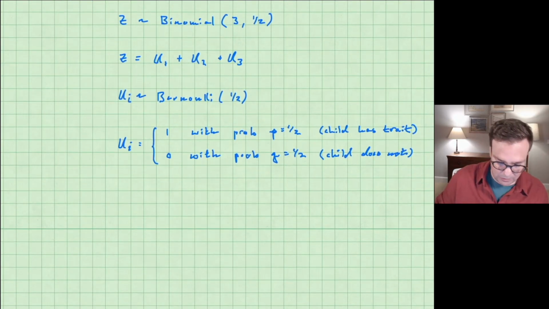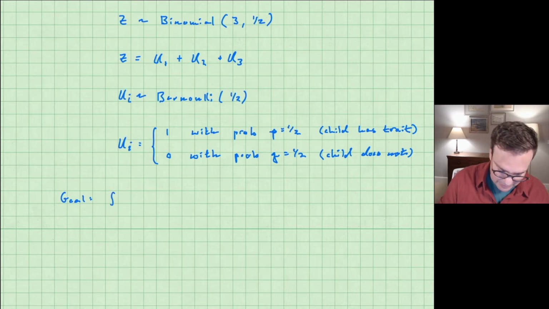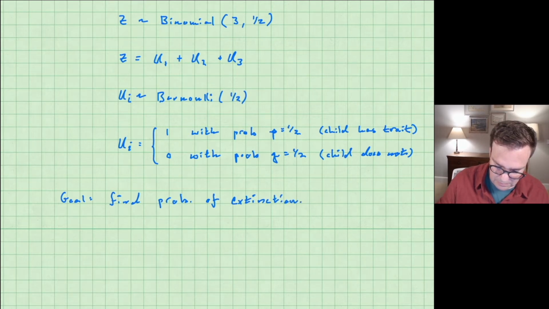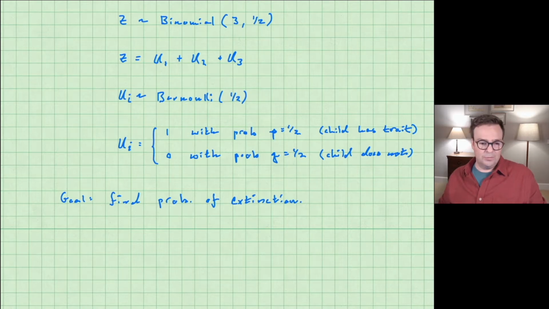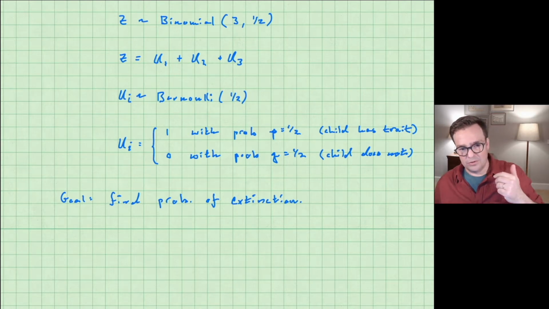And the question that we want to answer, our goal for this example, is to find the probability of extinction. Right? So will it be the case that this population or this trait goes away over time? If you start off with 1, every member of the population must have 3 children. The children have a 50% chance of carrying the trait. Yeah, and so that's the idea.